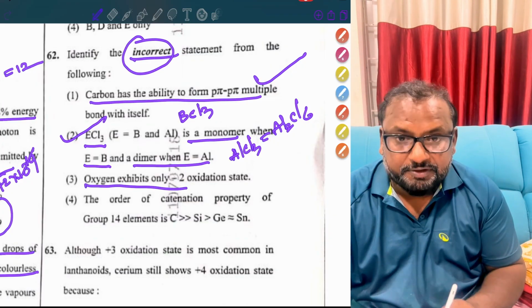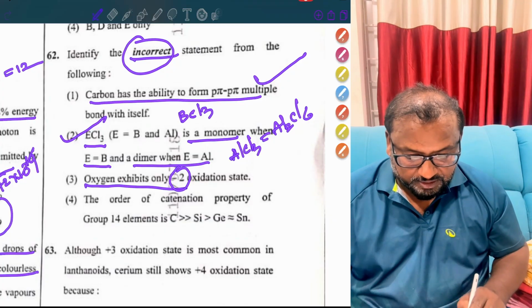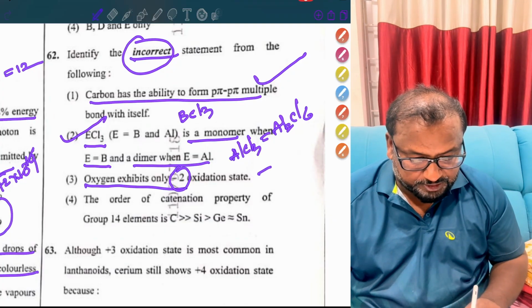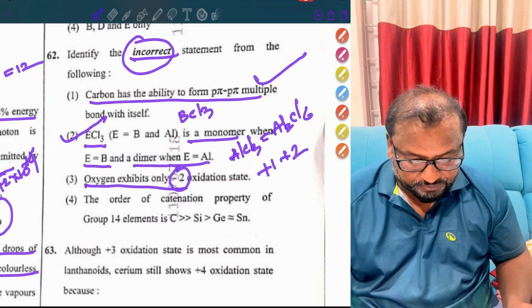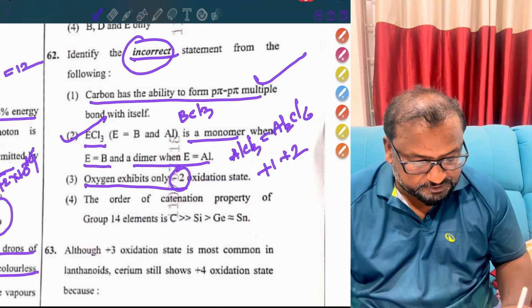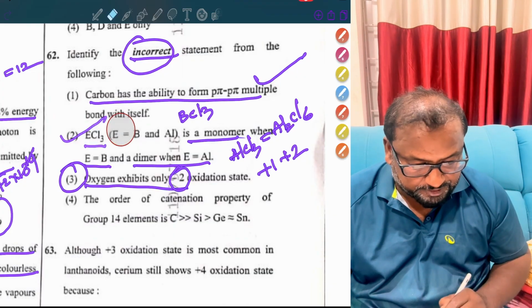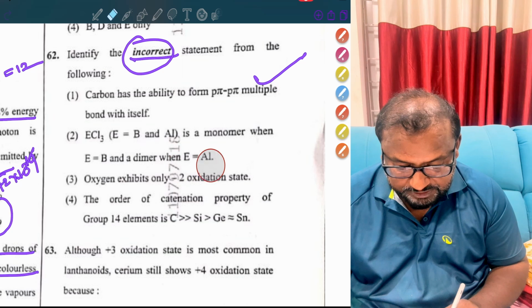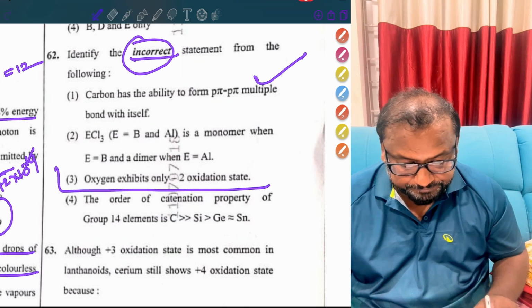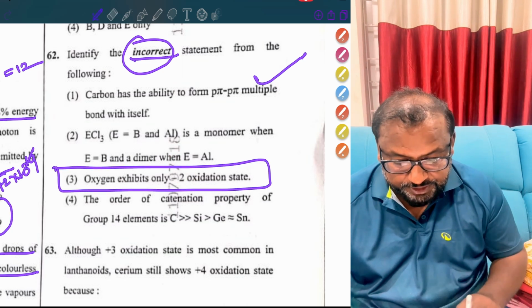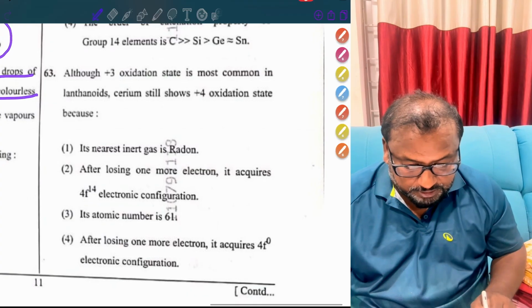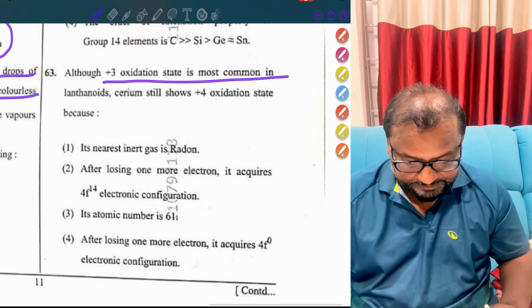So we have to identify the incorrect one. Oxygen exhibits -2 oxidation state, but not only that. It exhibits +1, and even +2 is also exhibited by this. So this is the incorrect statement and this is our answer. Right? It's a statements based question. So the answer should be the third option.